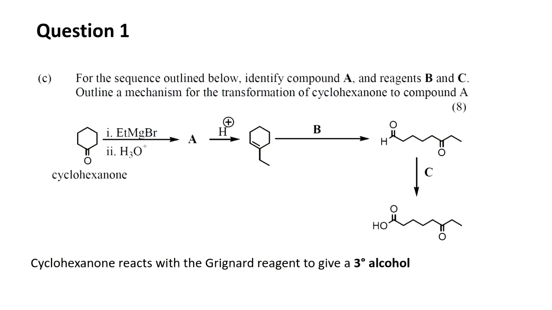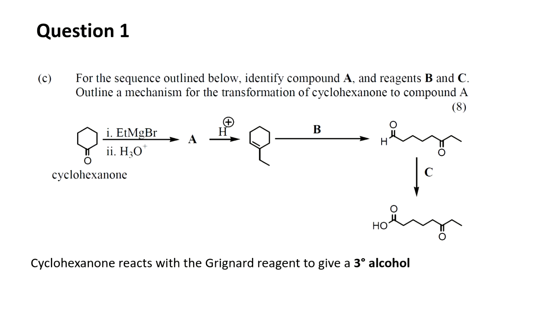Let's move on quickly. So part C, again, a past paper question. You're given a sequence below and you're asked to identify compound A and reagents B and C, and then give a mechanism to convert the cyclohexanone to A. So the first step, what kind of reagent is converting the cyclohexanone to A? I've given the answer. It's a Grignard reagent. And we know that Grignards will react with a ketone to give a tertiary alcohol.